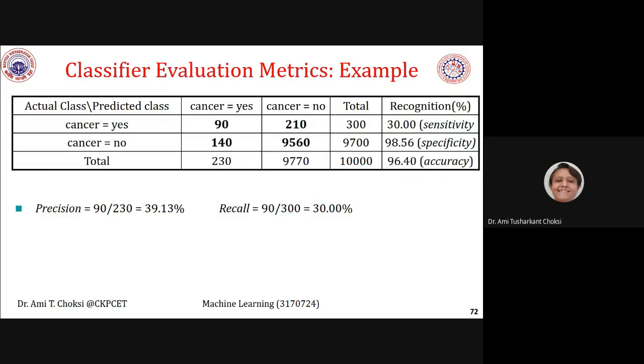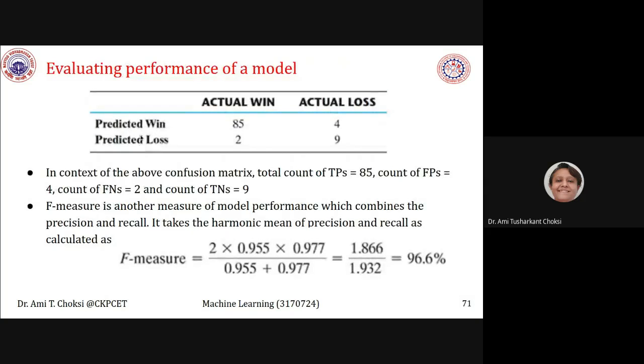Here it is given: cancer is yes, cancer is no. This is the actual class. See the way it is given, you have to see what is actual and what is predicted. Here the prediction is given. In the previous example, the predicted was given here and actual was there. So please do not confuse with that.